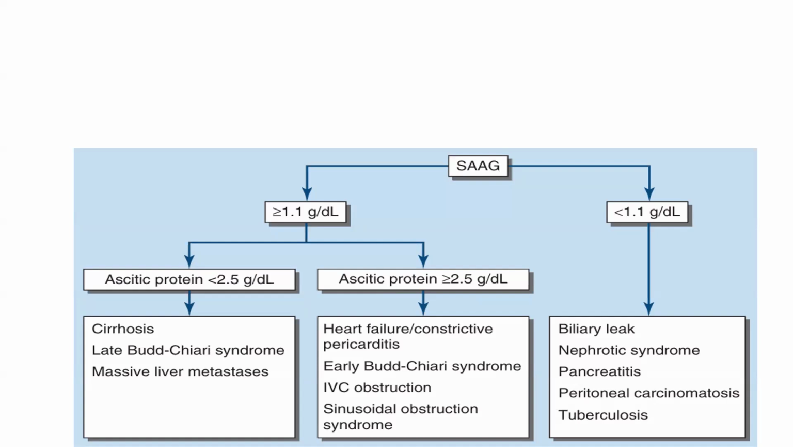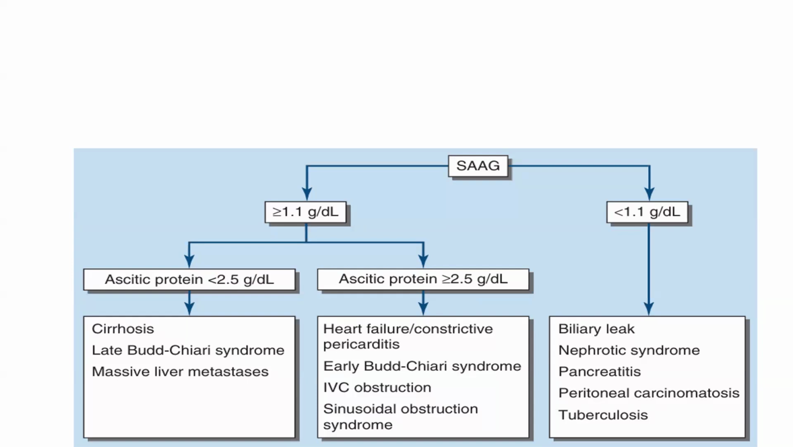So what we do is, first we calculate the serum albumin concentration, and then we subtract the ascitic albumin concentration from it, and if this value is more than 1.1, then the reason could be portal hypertension, liver related, or the reason might be cardiac ascites.